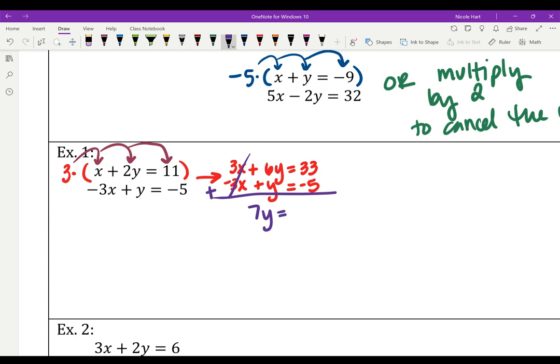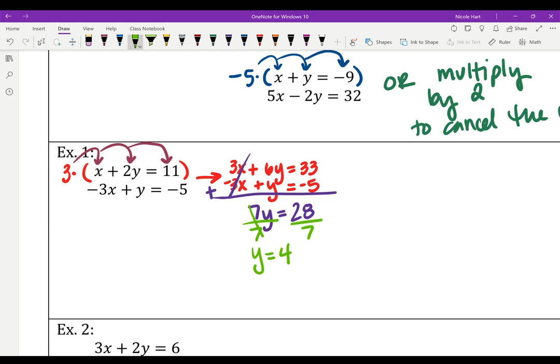33 minus 5 gives me 28. If y'all can hear the train in the background, sorry, it's a little loud. And then from here, I'm going to divide both sides by 7 to get y by itself, and y is equal to a positive 4. So I have my first variable. I have y is equal to 4.